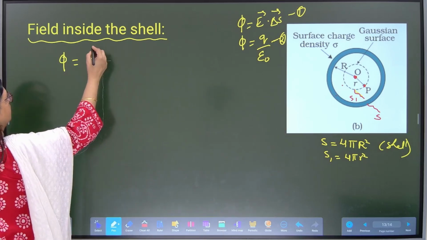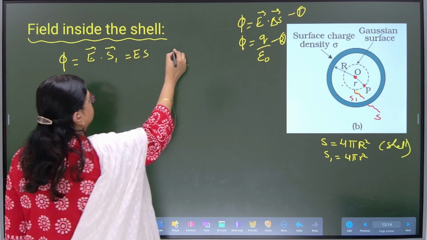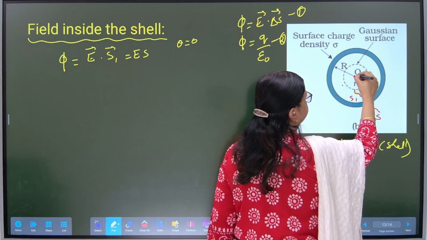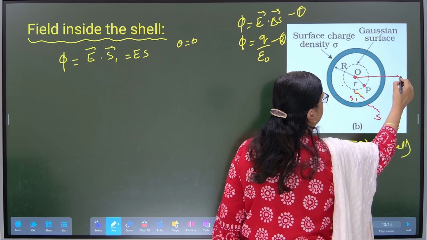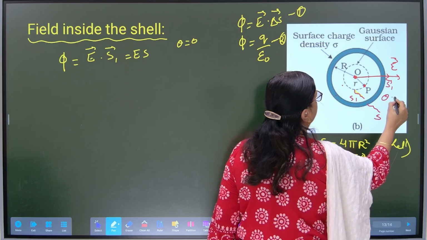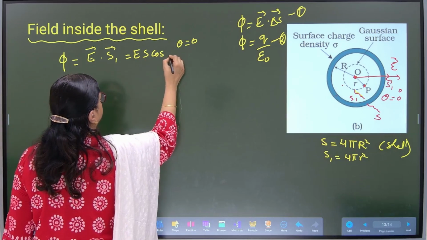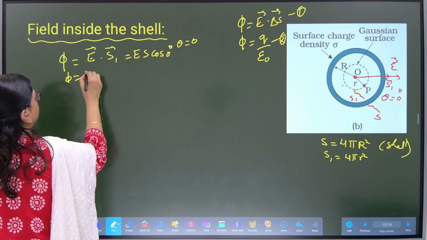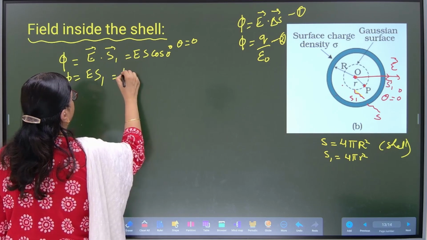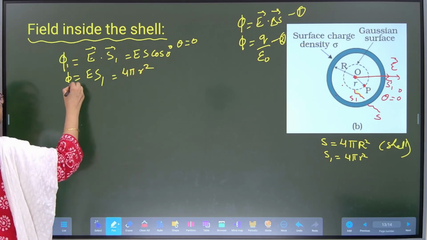Okay. So now I will write here E arrow, S arrow. With the same argument it becomes ES. Reason, theta is equal to 0. Needless to draw, but we can draw also. There is no issue. So here we have E arrow, and the same direction is S1 also. So theta is equal to 0 degree. If theta is equal to 0 degree, then cos 0 is 1. So we get phi is equal to ES, cos 0 is 1, ES1. What is S1? 4 pi r square. Now for the Gaussian surface, let us name this as phi 1.